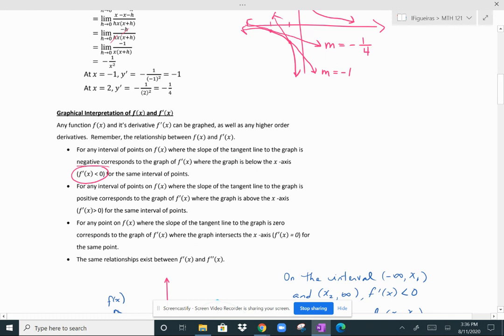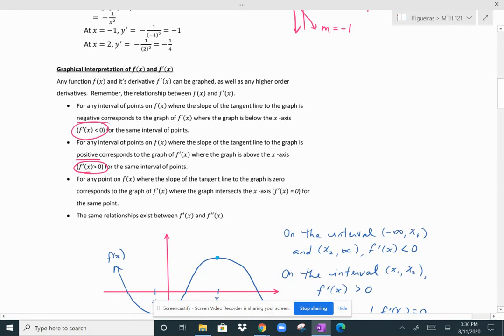If the slope of the tangent line to f is negative, then the graph of f prime must also be negative. Similarly, if the slope of the tangent line to f is positive, then your graph of f prime must be positive, must be above the x-axis. And where the slope of the tangent line is 0, that's where f prime is 0. So f prime is equal to 0, those would be x-intercepts of f prime. And then again, the same relationship would exist between f prime and f double prime, because f double prime is the derivative of f prime.